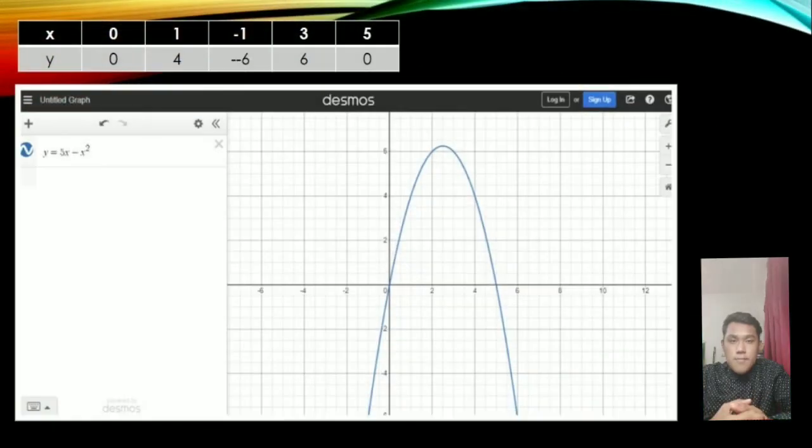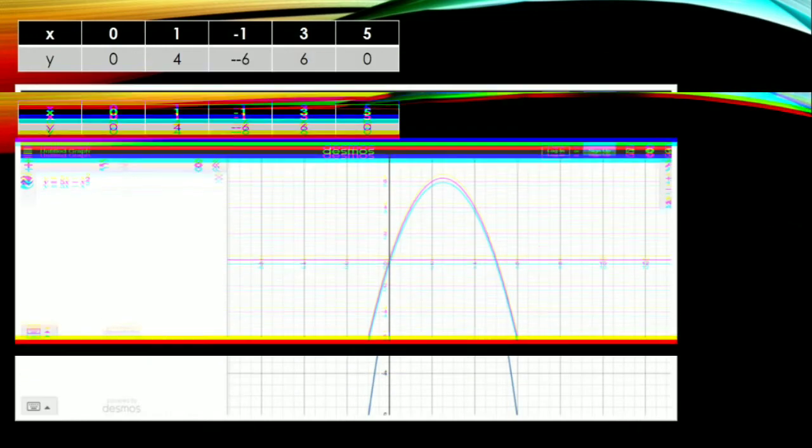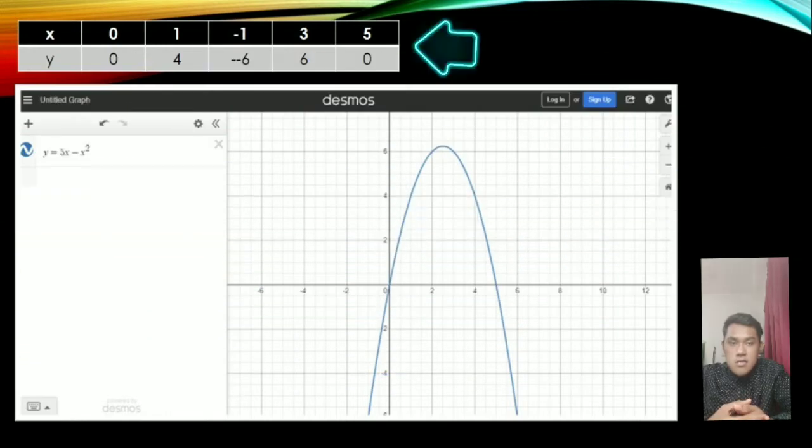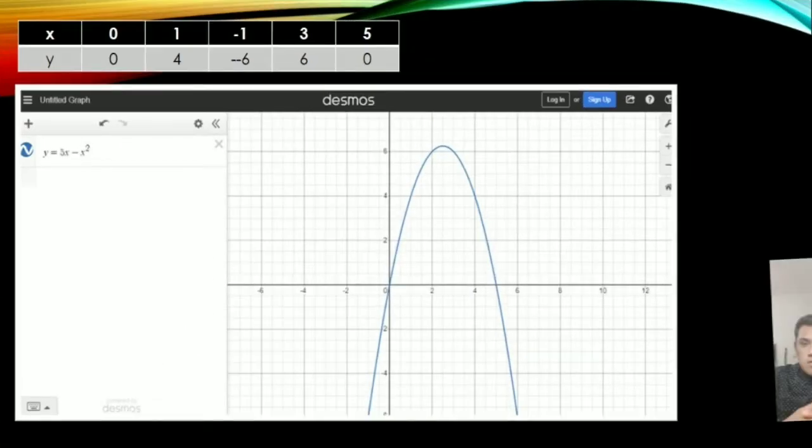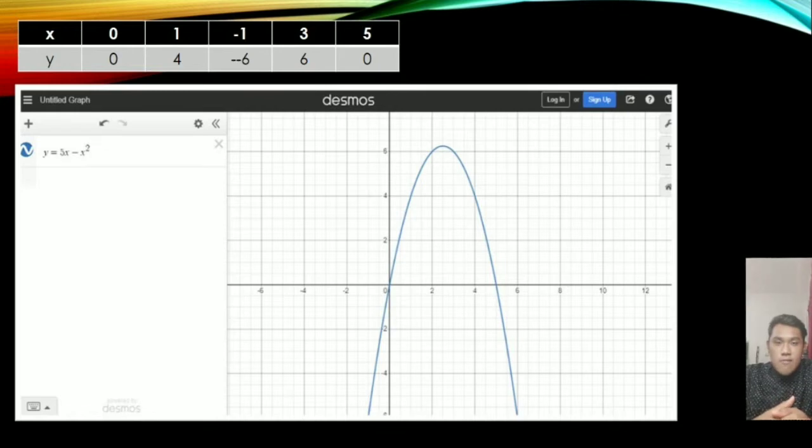The task that has been given is to sketch the graph. Before we sketch the graph, we need to find the limits of x and y. This is the value of the limit and the intercept. Next, after we find the value of the limit, we can sketch the graph. This is the result of the graph.